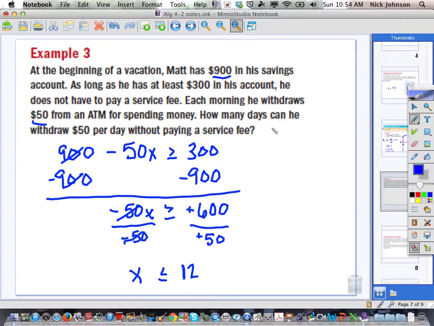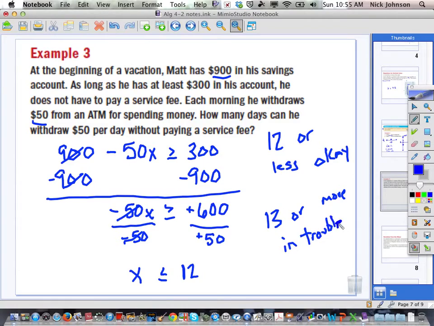So 12 days or less, he's okay. Because if he only took it out 1 day, he's fine. If he took $50 out 2 days, he's fine. Okay? 13 or more, he's in trouble. He gets that fee. Fee applied. Okay? Moving on.